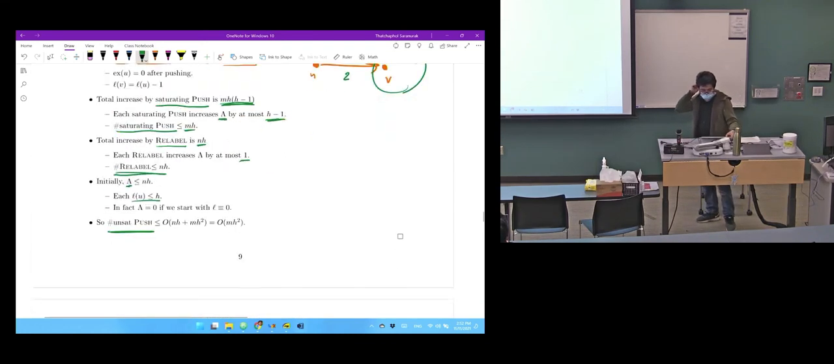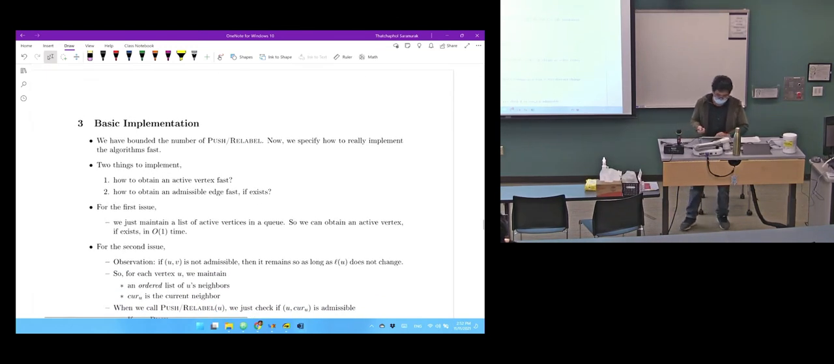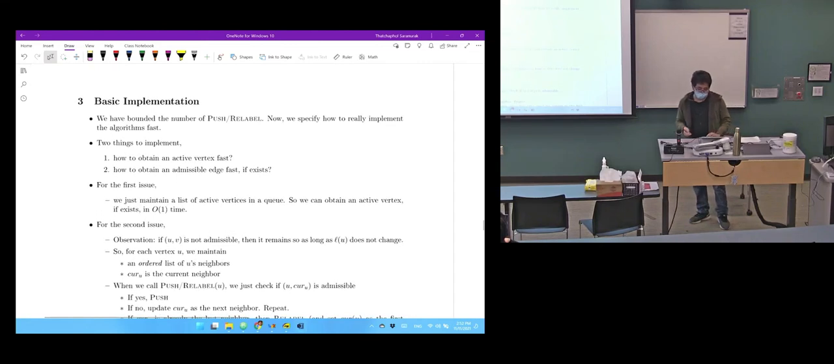Okay. So here we have seen the push-relabel algorithm, and we have bounded the number of basic operations of push and relabel. So you can see that it takes polynomial time for sure. To really implement things, there are some data structure details that I need to tell you, and we will continue about this.